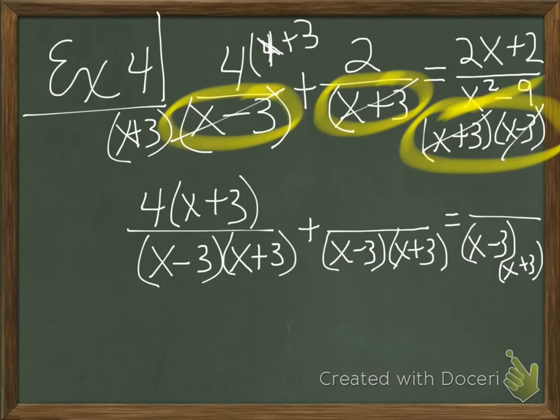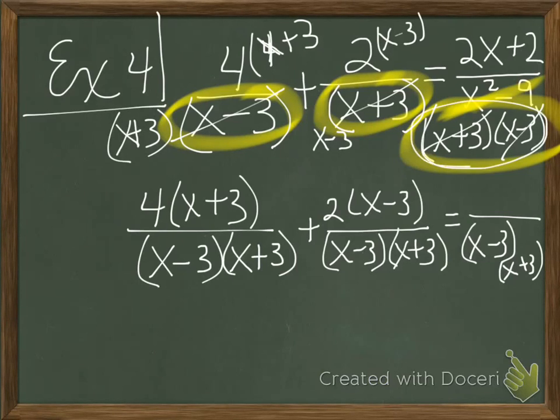For the 2 over x plus 3, we need to multiply that by x minus 3. So multiply your numerator by x minus 3. 2 times x minus 3. For 2x plus 2 over x squared minus 9, this denominator is the same denominator that I'm getting, and so 2x plus 2 is the same. It doesn't get changed.